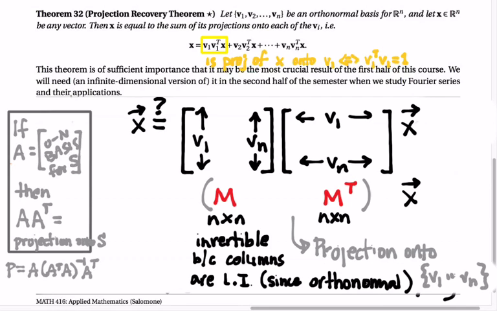But if M is invertible, then what do we know about M transpose? That M transpose will also be invertible. There's a nice formula in linear algebra that says that the inverse of the transpose is just the transpose of the inverse. So if one matrix is invertible, then its transpose will also be invertible. That means that M times M transpose will also be invertible, because the product of two invertible matrices is always invertible. So what we have is an invertible projection matrix.